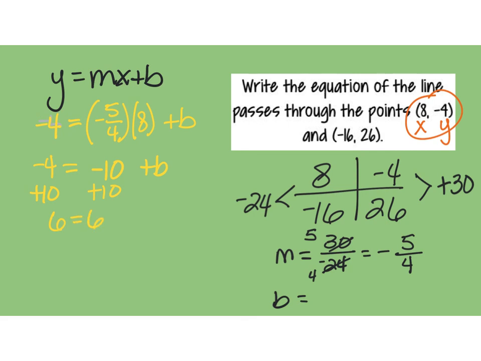So our equation will be y equals, the slope we have here is negative 5/4, I'm putting it in parentheses because of the negative, x plus 6. And the good thing is here, you can actually substitute the other point to make sure it works. So then our equation is y equals negative 5/4 x plus 6.